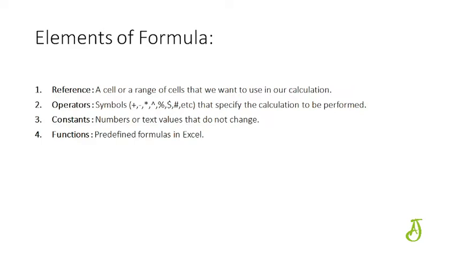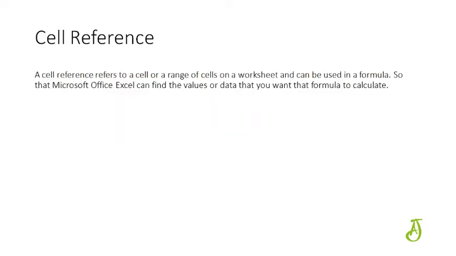Elements of a formula. References: a cell or a range of cells that we want to use in our calculation. Operators: symbols like plus, minus, multiplication, etc. that specify the calculation to be performed. Constant: a number or text value that does not change. Functions: predefined formulas in Excel. Cell reference: a cell reference refers to a cell or a range of cells on a worksheet and can be used in a formula.